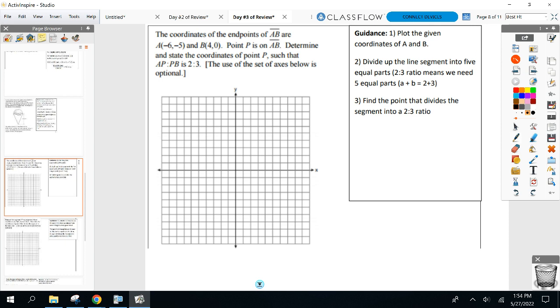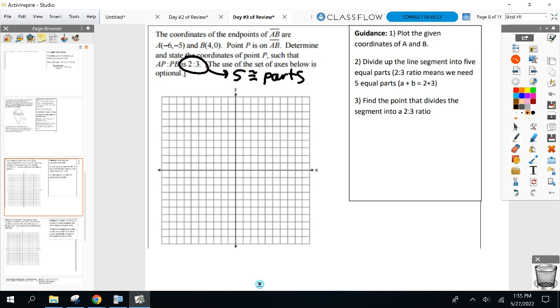I'm not going to use the graph. I've never used a graph with you when I taught this to you back in the day, January or February, whenever I taught it to you. So I'm not going to use one now. I'm going to teach it to you the same way I did back then. I'm going to break AB up into a ratio of 2 to 3. How many equal parts? 5 equal parts, right? 5 congruent parts.